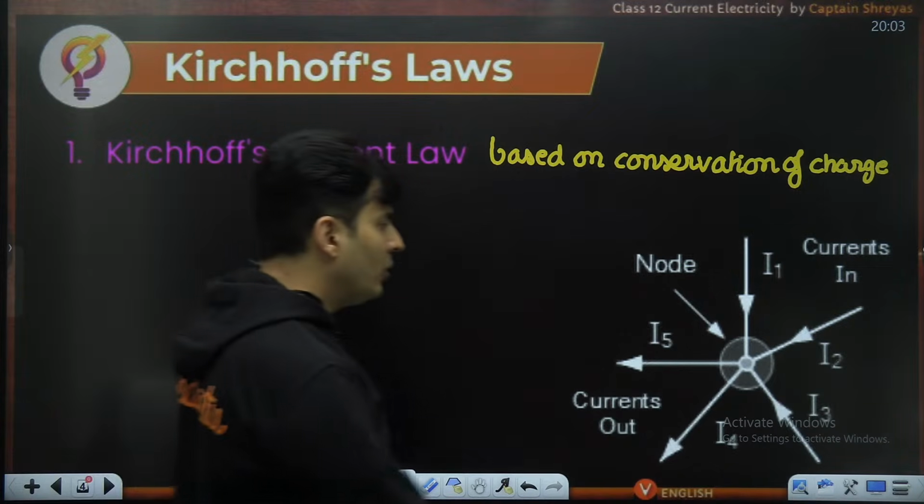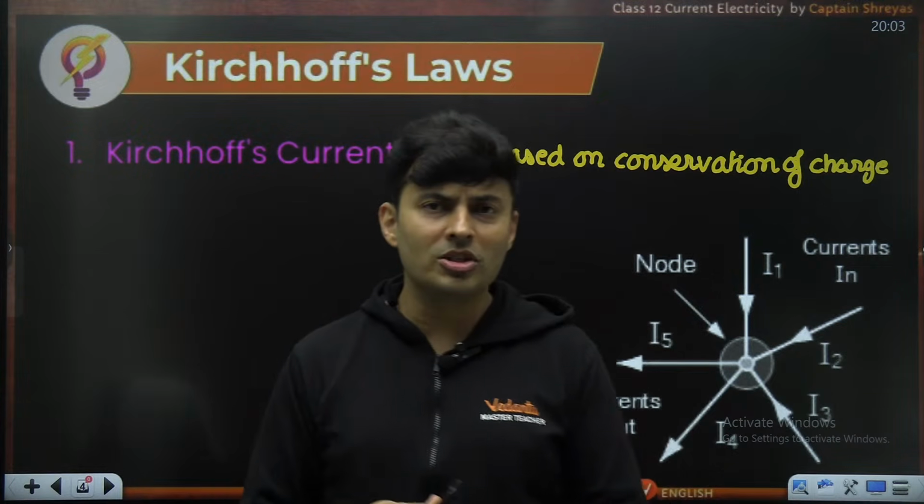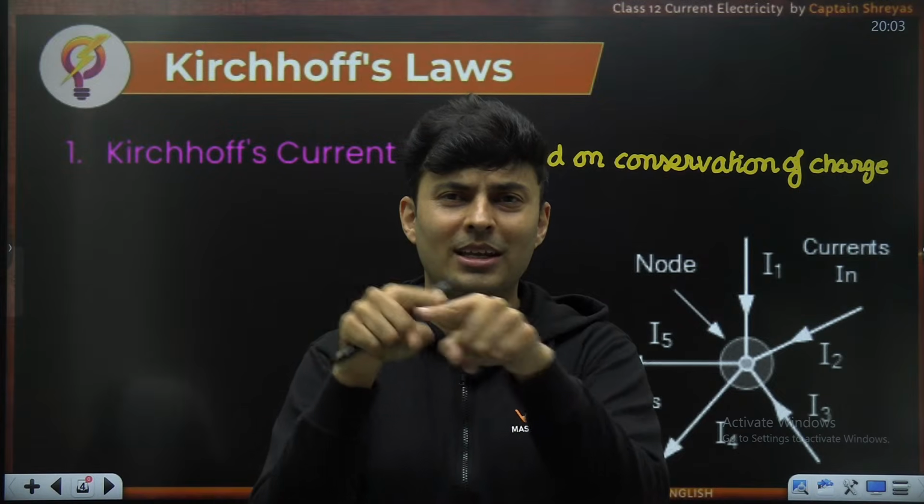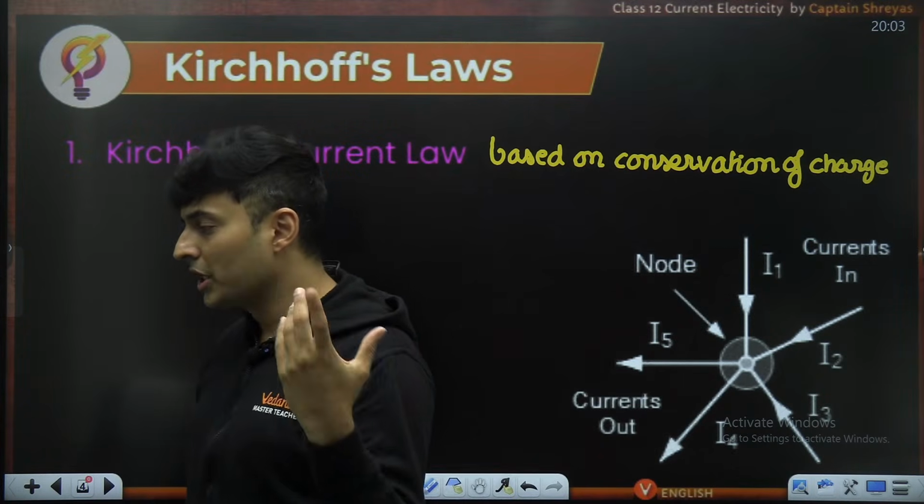So if you take a junction, what is a junction, sir? Wherever the wires are joined together, they are meeting. Meeting place is a junction or a node.